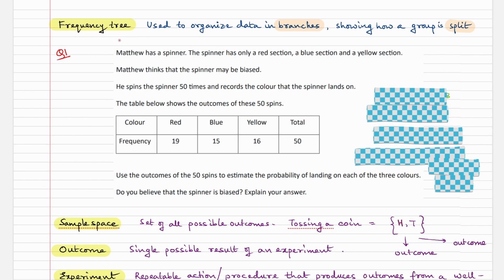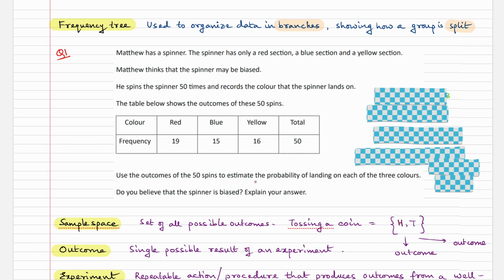First, let us start with an easy problem. Matthew has a spinner. The spinner has only a red section, a blue section, and a yellow section. Matthew thinks that the spinner may be biased. So he spins the spinner 50 times and records the colors that the spinner lands on. Show the outcomes of these 50 spins. Here are the outcomes: red, blue, yellow, total 50. Use the outcomes of 50 spins to estimate the probability of landing on each of the three colors.